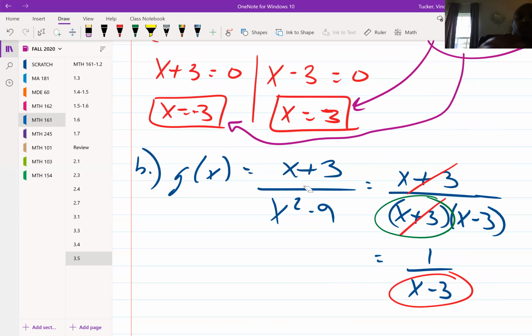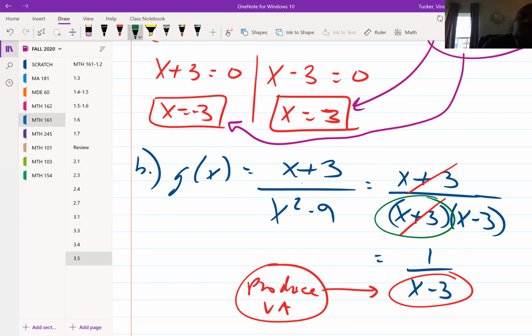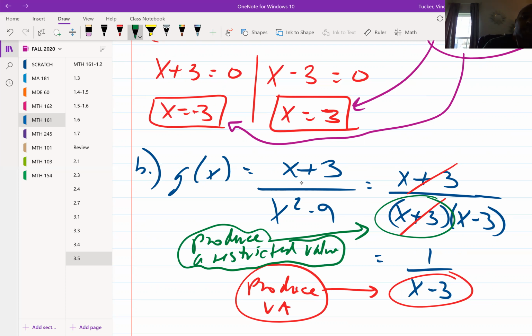This right here will produce a vertical asymptote, and then this one will produce a restricted value. So you still have to give an account for it. It's just not an asymptote. It's just a value that you can't plug into the equation because you still get 0 in your denominator when we look at our original function.